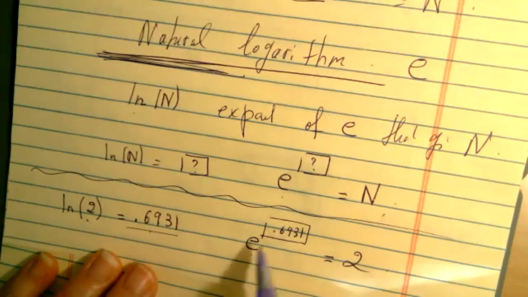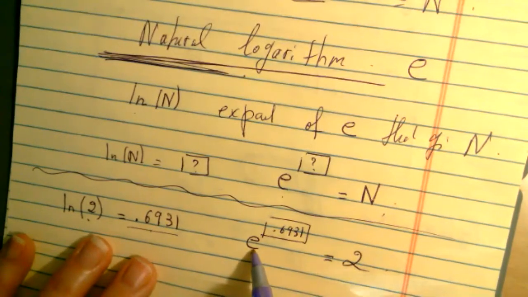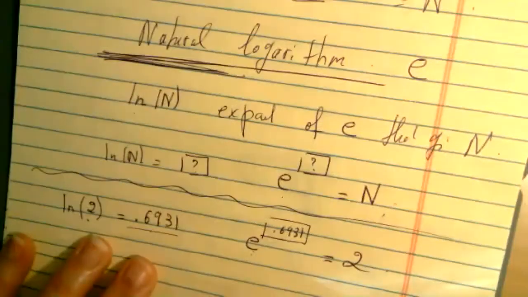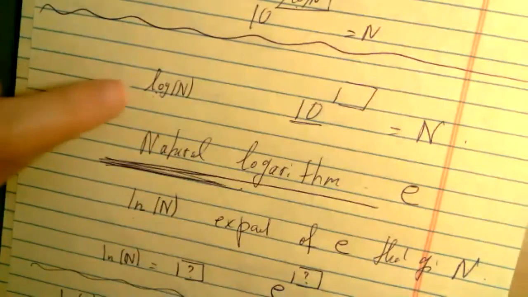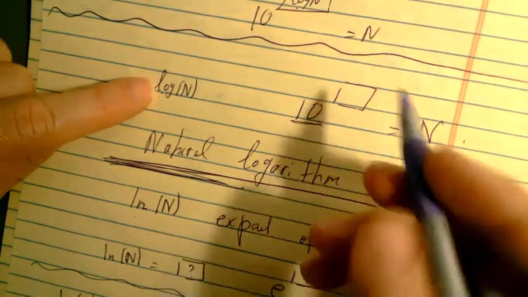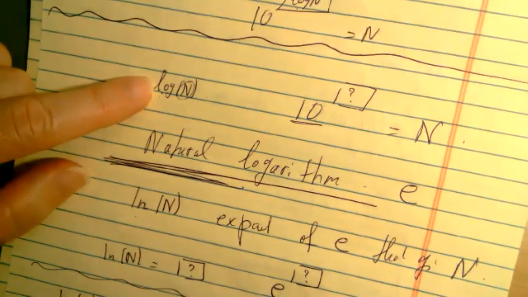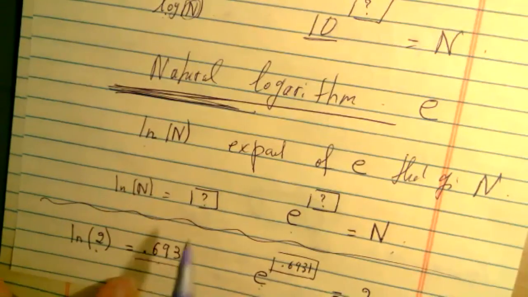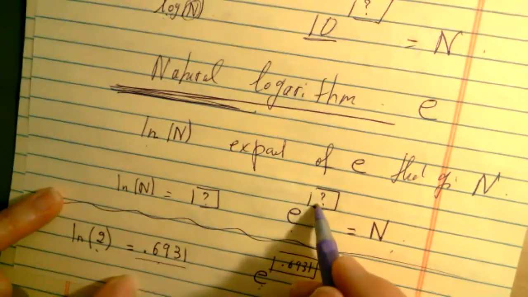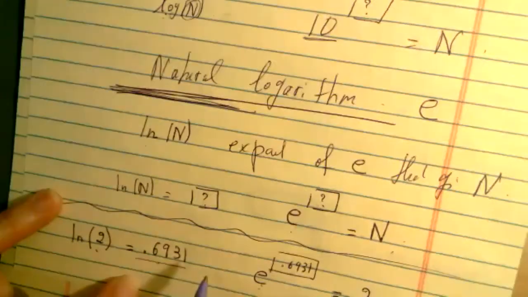So the ln of 2 is now, instead of being the power of 10, it's the power of e that gives me 2. So let us see the difference between them. Log of n is the power of 10 that gives me n back. ln of n is going to be the power of e that gives me n back.